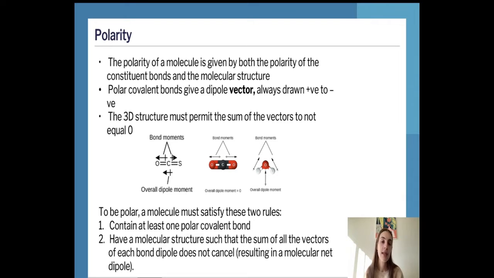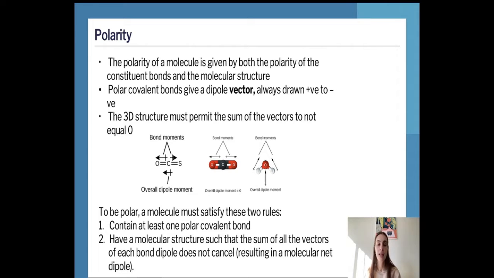And so that means that in order for a molecule to be polar, it must satisfy two main rules. And so these two main rules are that the molecule must contain at least one polar covalent bond, and the second one is that it must have a molecular structure such that the sum of all of the vectors of each bond dipole does not cancel out. And so this will then result in a molecular net dipole.